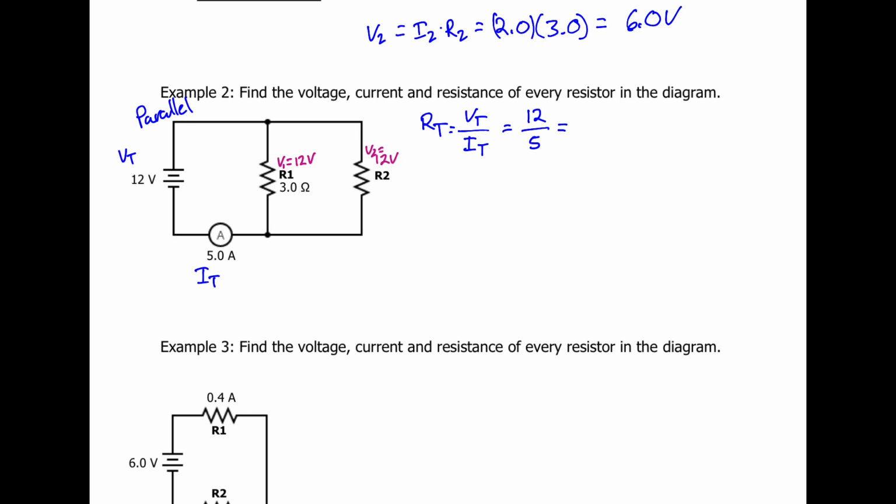Some of you can, but don't be afraid to use your calculators. It is 2.4 ohms of resistance. So the total amount of resistance in this particular circuit is 2.4 ohms. And you might look at that and go, that can't be right. What makes you think that can't be right? Because of R1. Yeah, R1 is 3. So how is the total resistance less than one of the other resistors? And that's because of parallel.